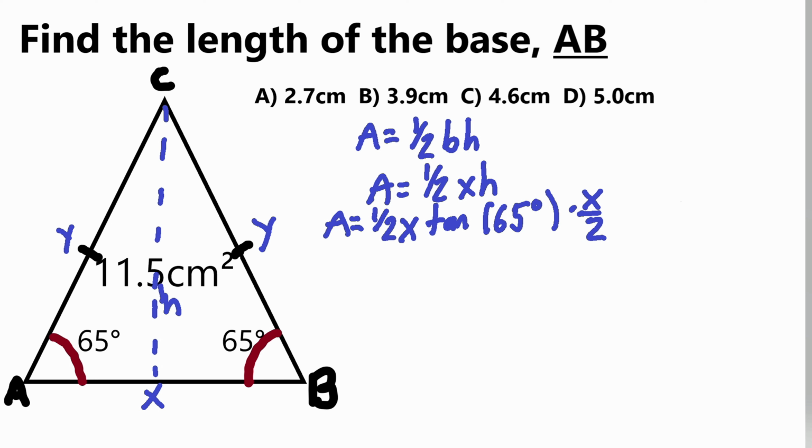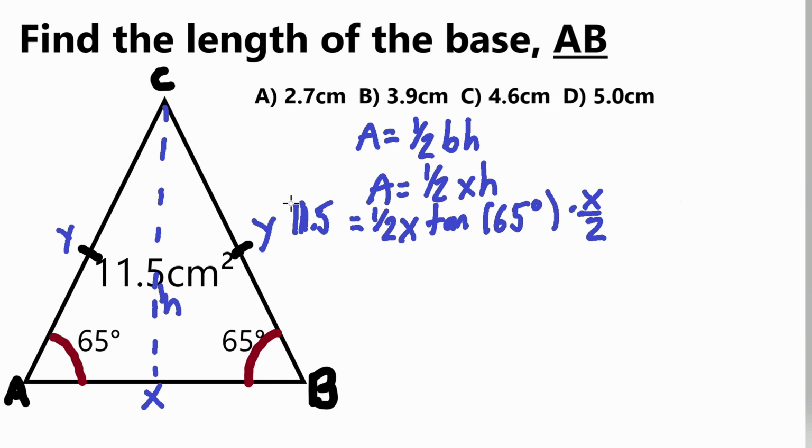And in the beginning I forgot to do this, but we already have our area known, right? So instead of a, of course, we can write our known area, which is 11.5. So that is necessary to solve our equation. Sorry that I forgot about that in the beginning.